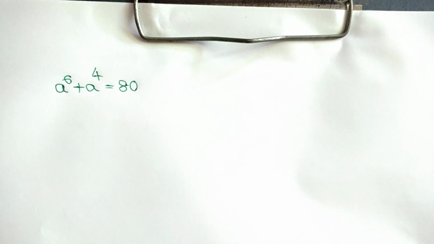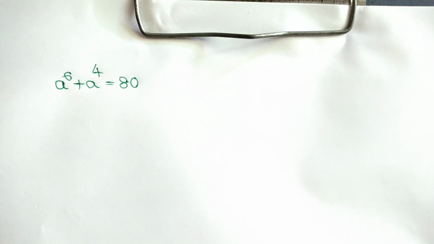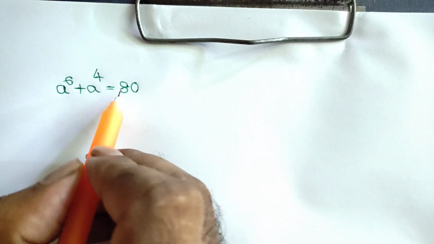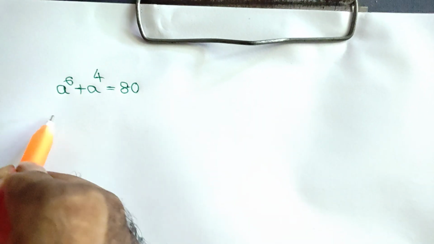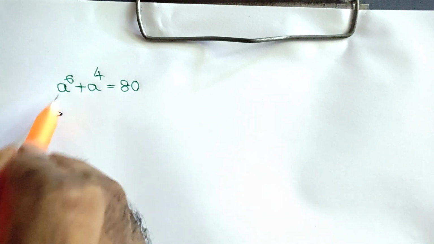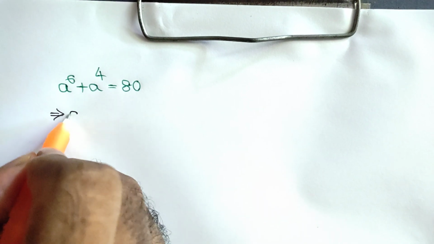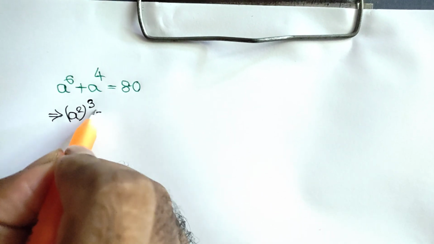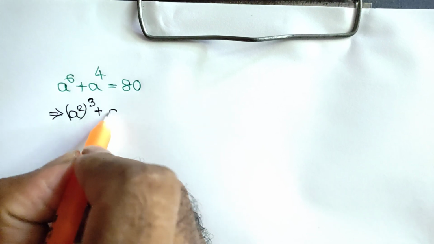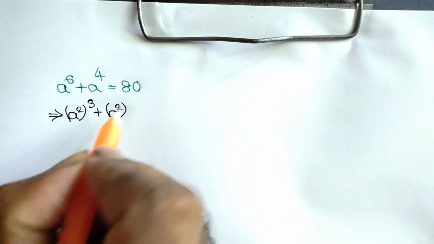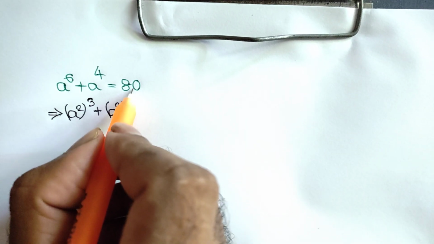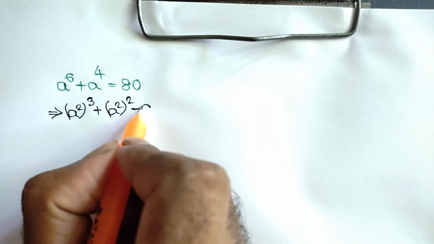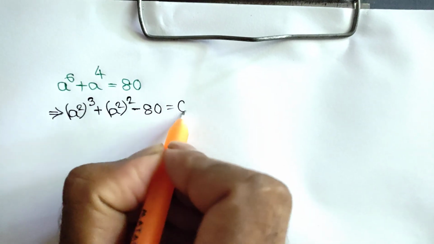Hi everyone, in this video I am going to show how to solve this equation: a to the power 6 plus a to the power 4 is equal to 80. a to the power 6 can be written as (a square) whole cube, plus a to the power 4 can be written as (a square) whole square. And taking this 80 to the left side, we can write here negative 80 is equal to 0.